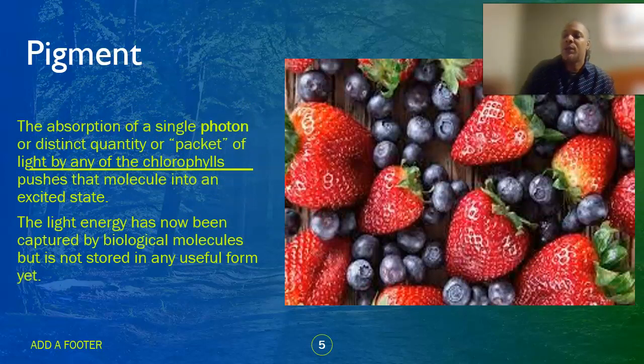Now, this process comes from the absorption of a single photon, a distinct quantity or packet of light, by any of the chlorophylls, which pushes that molecule into an excited state. This excited state from the light energy has now been captured by the biological molecules, but it's not stored in any useful form just yet.